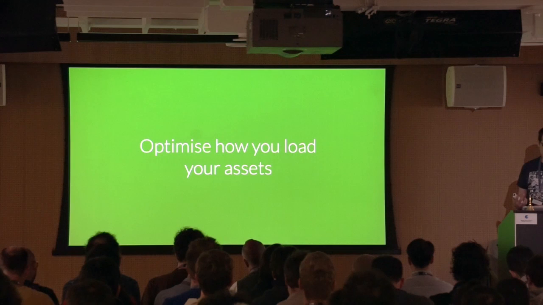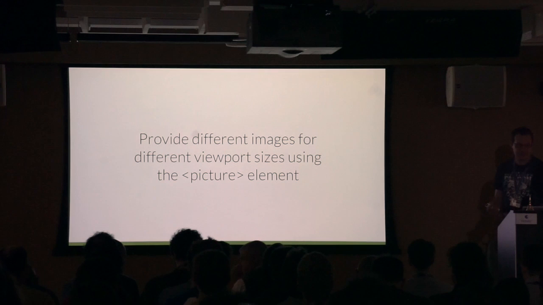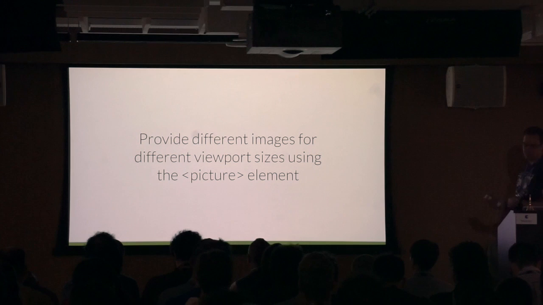The first thing you do to improve performance is optimize how you load your assets. Providing different images for different view sizes can be done with the picture element, and it doesn't make sense to load a 1,000 pixel wide image for a device with a maximum screen size of 320 pixels. This is where the picture element comes in. It allows us to specify different images for different viewport sizes.